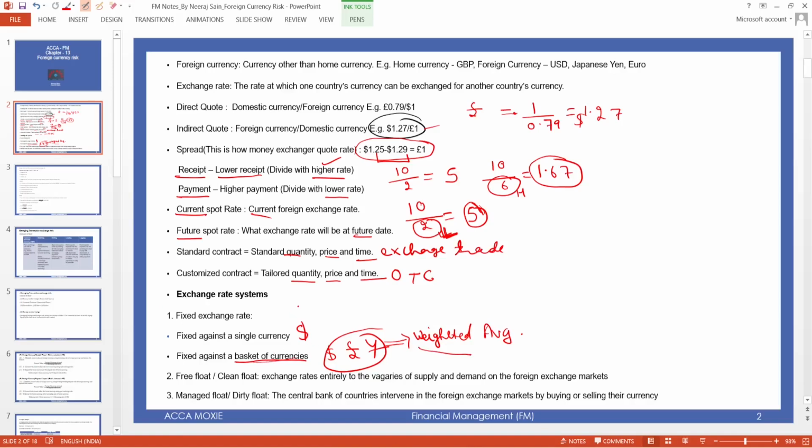Okay, next one is the free float. When the exchange rate is defined by demand and supply, then it is called free float. And if the demand and supply is managed by the central bank by buying and selling their country's currency, then it is called managed or dirty float.